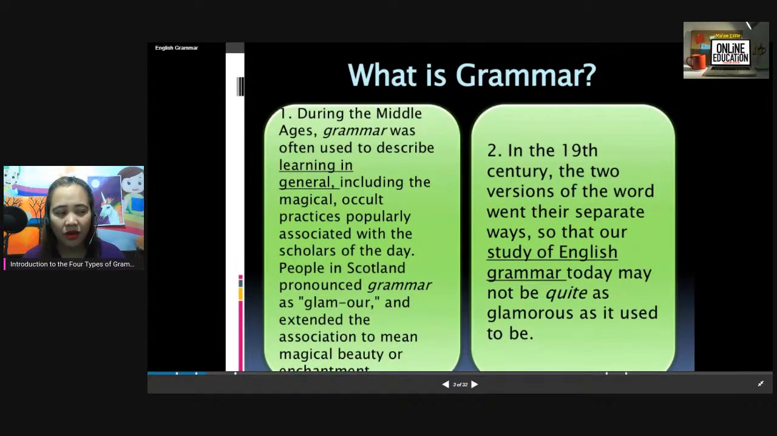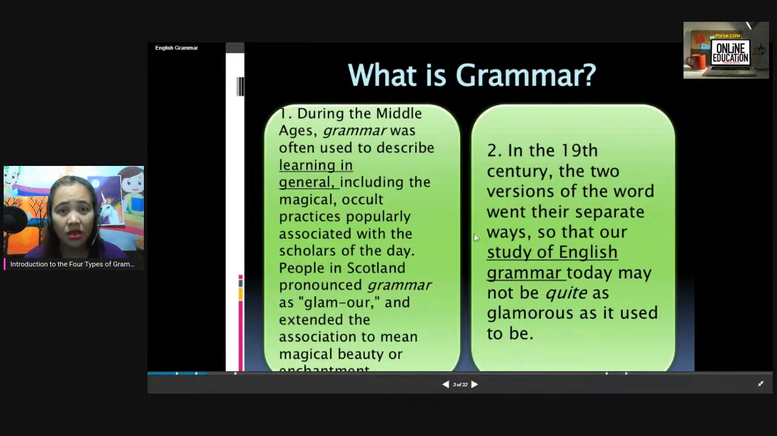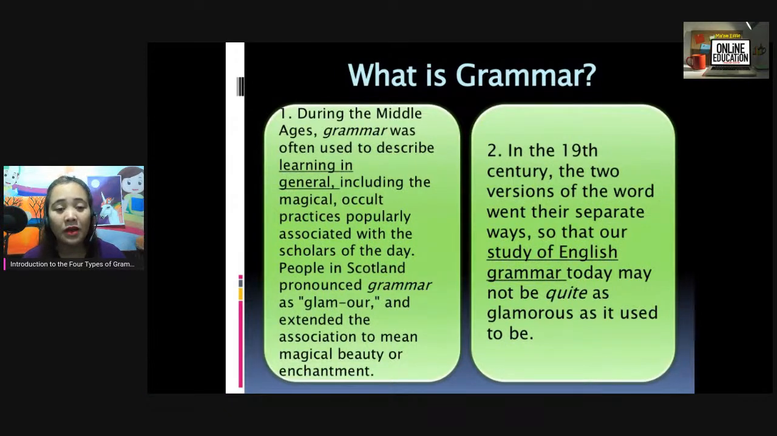In that manner, if you are going to describe learning, that's grammar already, without digging into how it is being used, the application of the rule, so not so much on that. So including the magical, the occult practices popularly associated with the scholars of today.